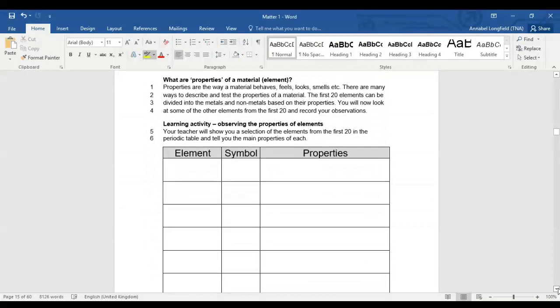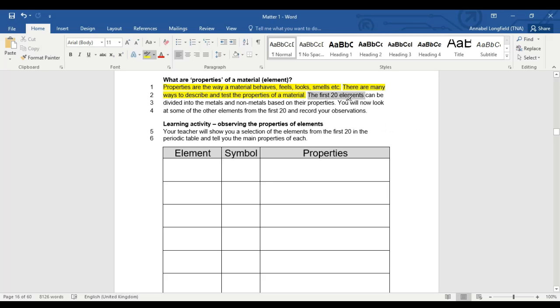Now we are going to look at what the properties of an element are. So, properties are the way a material behaves, feels, looks, etc. It's the physical way that a material is. It's the properties that they have. So you can say that a material is hard, or it is tough, or it is flexible. There are many ways to describe and test the properties of a material.